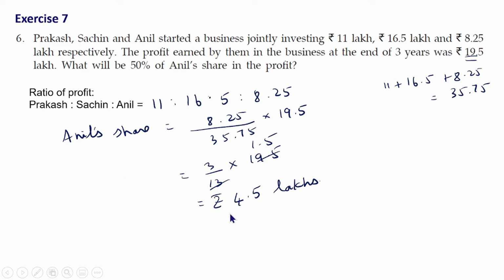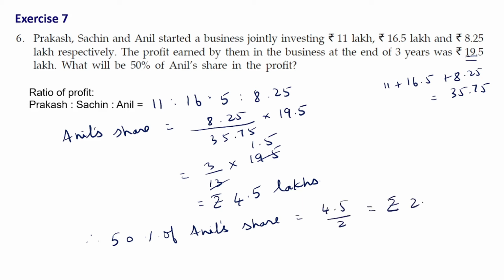So Anil's total share of profit is 4.5 lakhs. We need to know 50% of Anil's share. Therefore, 50% of Anil's share will be half of this. 50% of Anil's share is equal to 4.5 by 2. This is rupees 2.25 lakhs.